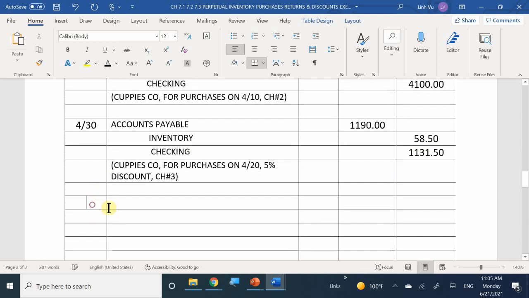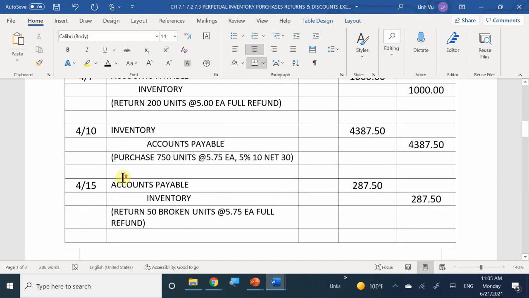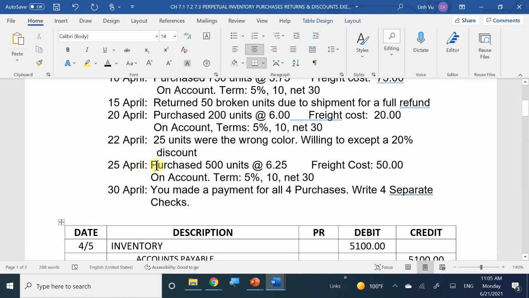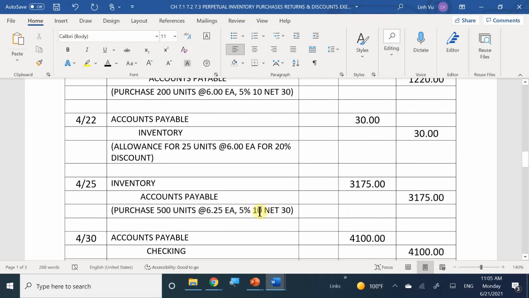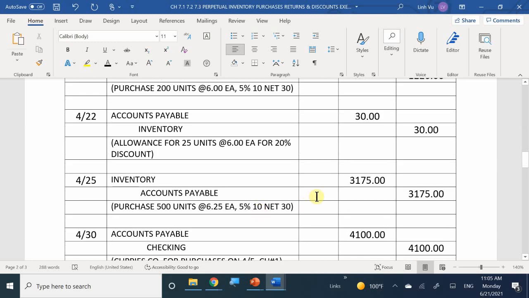Excellent. Last but not least, we have our last purchase here. We purchased something on the 25th of April. Here, we purchased 500 units at $6.25 with a cost of $50 for freight. Let's take a look at that journal. On the 25th of April, we didn't make any returns or allowances, so my grand total is $3,175.